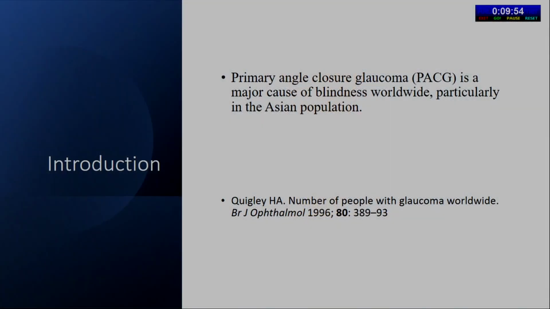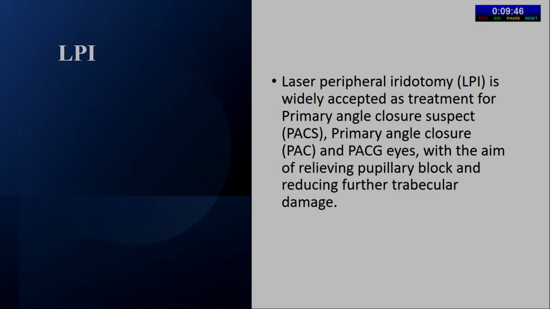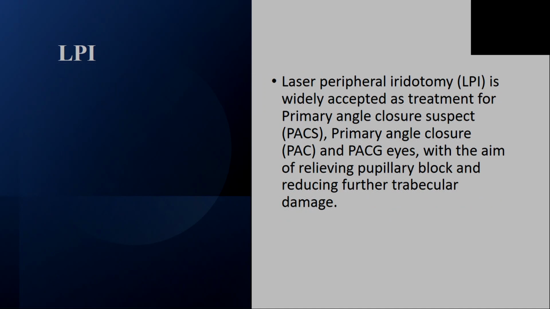So primary angle closure glaucoma is a major cause of blindness worldwide, particularly in our Indian population. So laser iridotomy is a widely accepted treatment for primary angle closure suspect, primary angle closure, and primary angle closure glaucoma, with the aim of relieving pupillary block and reducing further trabecular damage.